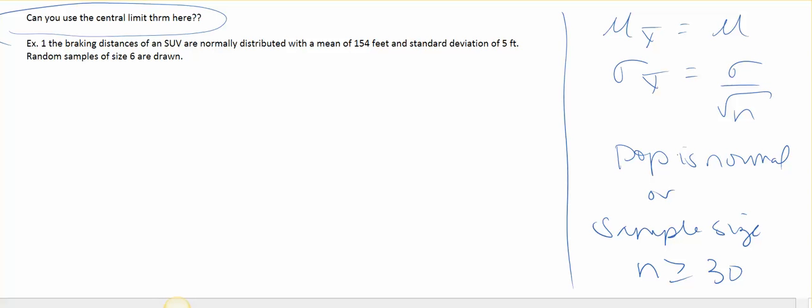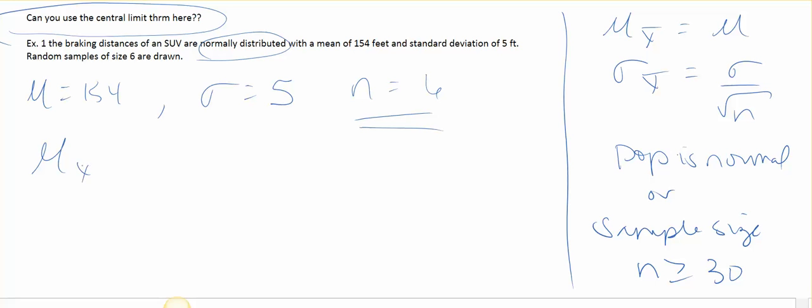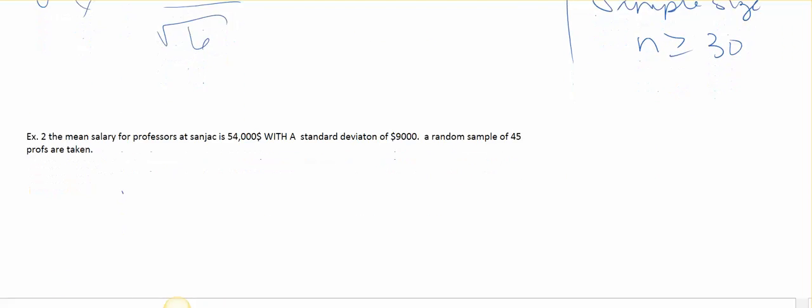In example 1, we have the braking distances of an SUV. They're normally distributed with a mean of 154 and a standard deviation of 5. We have a random sample of 6, which is very small, but because the population is normally distributed, the mean of the means is still 154, and the standard deviation of the means would be 5 divided by the square root of 6. So yes, the central limit theorem can be applied for the first example.